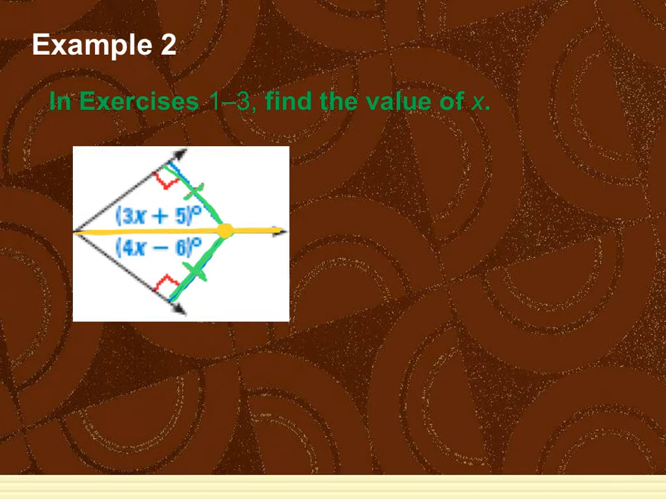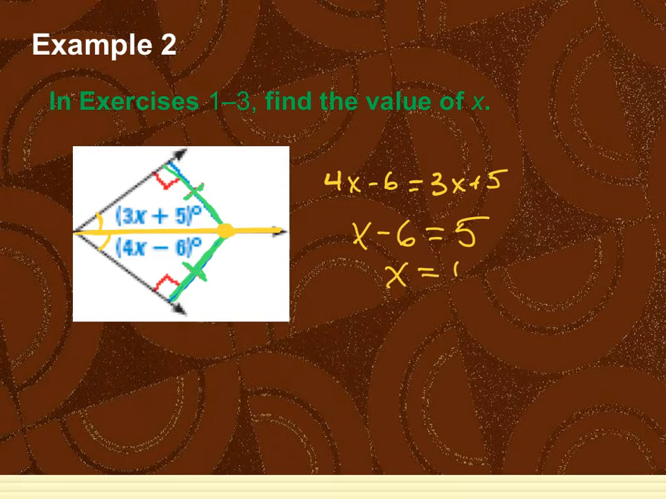It says that since that yellow point there is equidistant from the sides, it must lie on the angle bisector, meaning this piece over here is congruent to that piece right there. Or 4x minus 6 is equal to 3x plus 5. I know those numbers are a little bit hard to read there. In which case I will subtract 3x from both sides, and I get x minus 6 is equal to 5. Add 6 to both sides, and I get x is equal to 11.